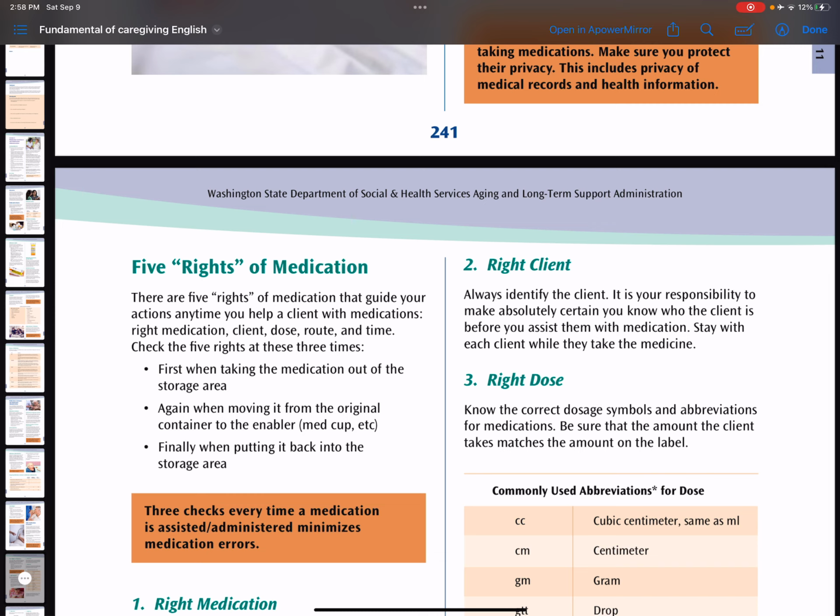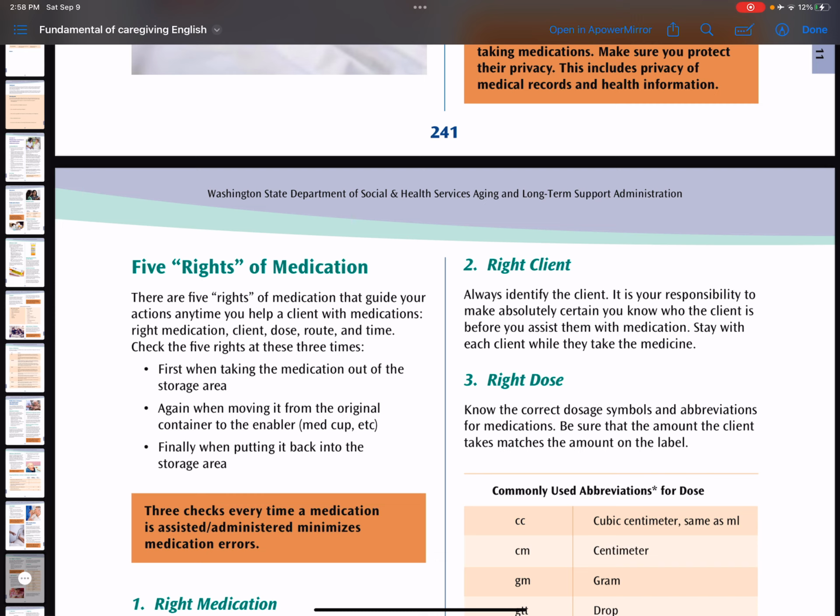And the second one is you need to check the 5 rights 3 times. The first is when you take medication out of the storage area, when you pick up the medication. That's the first time you check it. The second time is when moving it from the original container to a cup or whatever you are giving it in. When you are transferring it, that's the second time you check. And the last one is when putting it back into the storage area. Did I pour the right medication to the right client? Check it. This is very important for you to know.